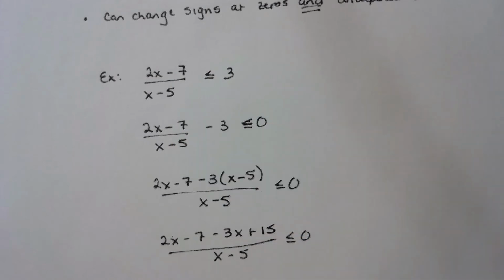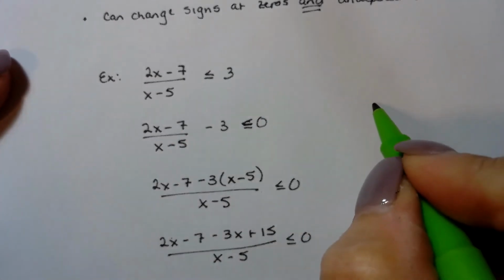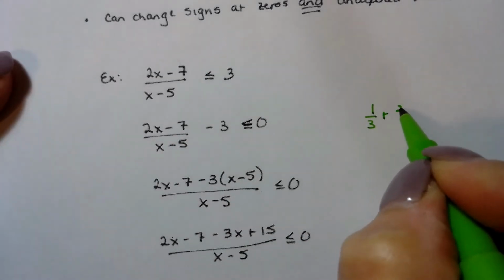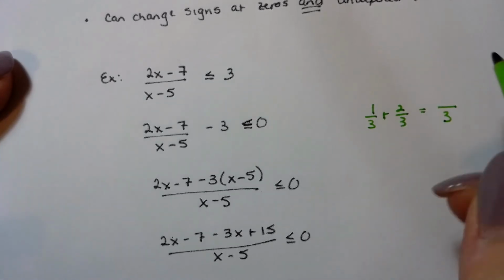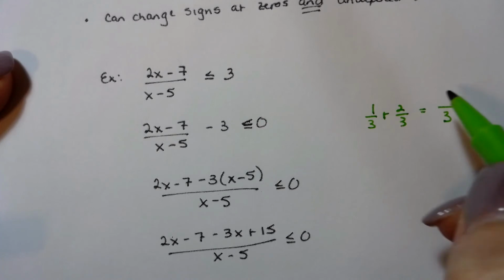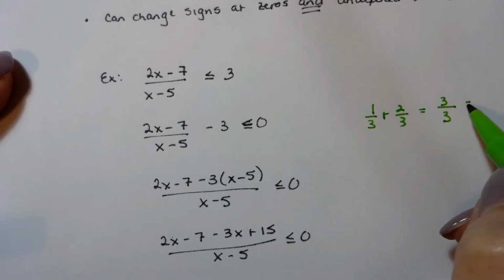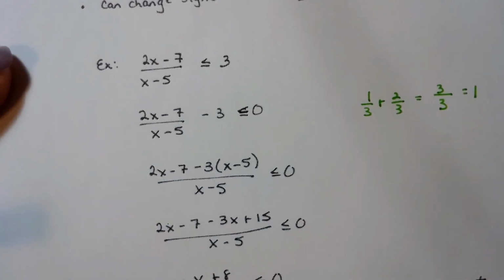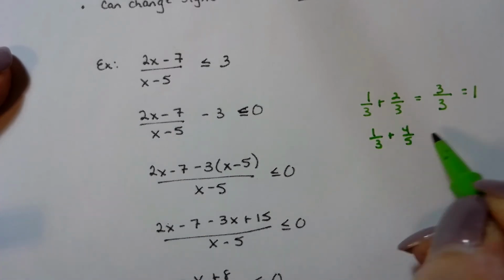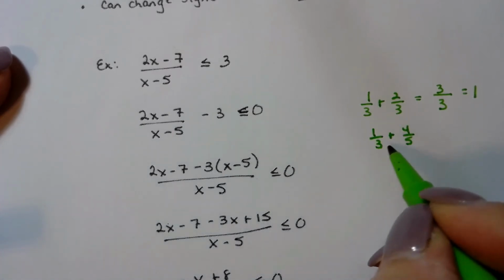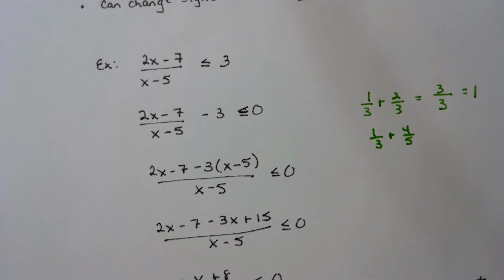I cannot add, for example, if I want to add a third plus 2/3, well, the denominators are the same, so I can write the common denominator, and then I can just add or subtract the numbers on top. So 1 plus 2 makes 3, and I can reduce that to get a 1, okay? If I want to add a third plus 4/5, now I can't do that because my denominator is not the same. I have to find a common denominator, okay?